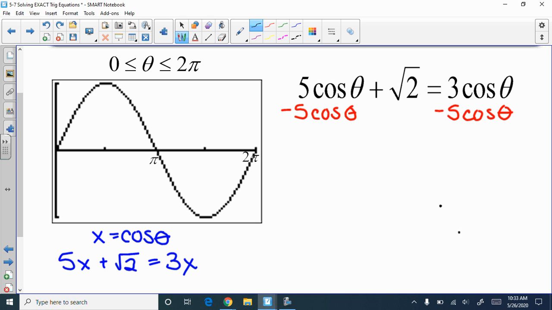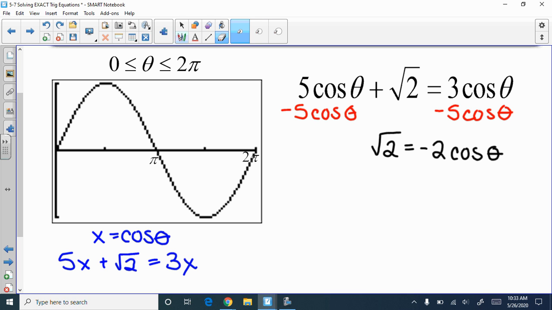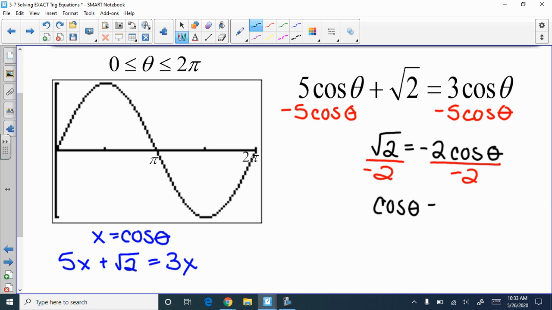All right, so now I have the square root of 2 is equal to negative 2 cosine theta. Now if you're trying to solve for x, or in our case here, cosine theta, I can divide everything by negative 2. And now we have cosine theta is equal to negative square root of 2 over 2. Now, we're going to be looking on the interval of 0 to 2 pi. So if you use your unit circle, you can find those values.